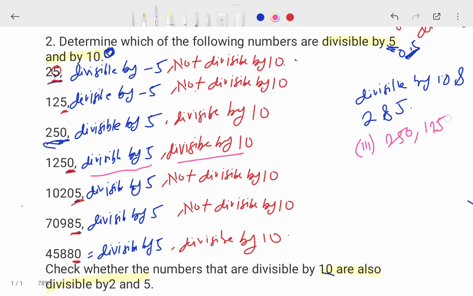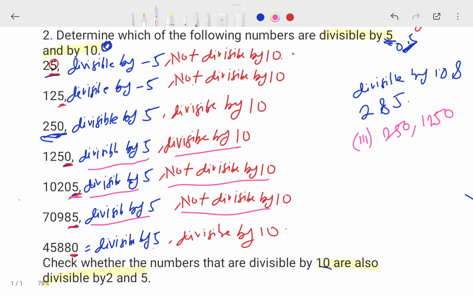This one is divisible by 5 but not 10, so it's also not divisible by 2. This one is divisible by 5 and also divisible by 10. Yes, because the end number is 0, it's also divisible by 2. Now the last number is 45880. So the numbers which are divisible by 10, 2 and 5 are 250, 1250 and 45880. Is it clear?